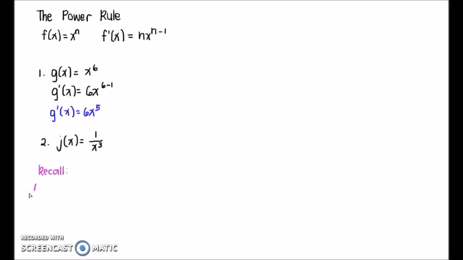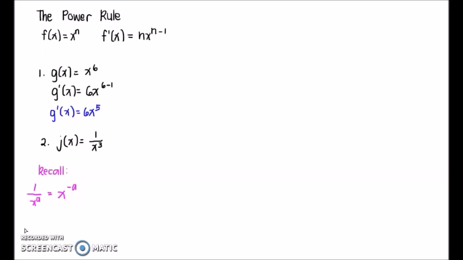So kapag meron tayong 1 over x raised to a, okay, this can actually be expressed into a term na hindi naka-fraction. So how do we do that? Let's just get the reciprocal of this. So that is x raised to negative a.